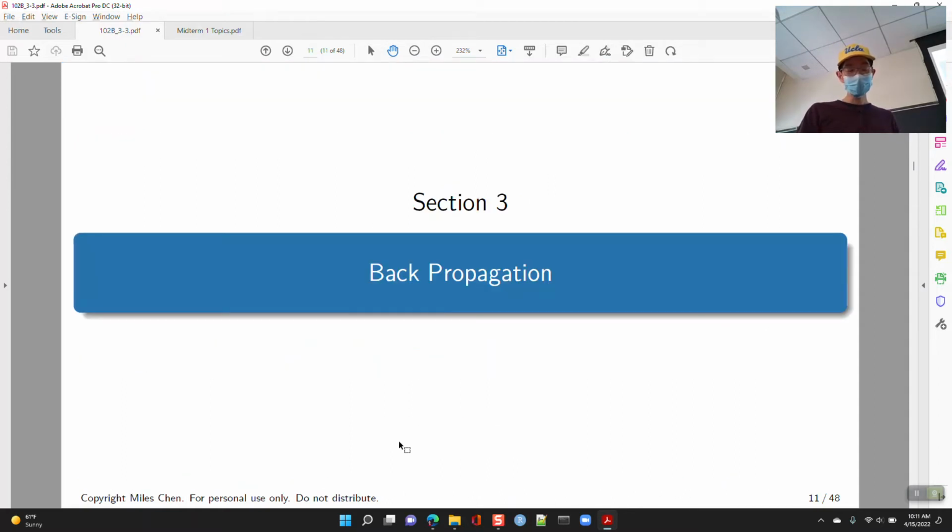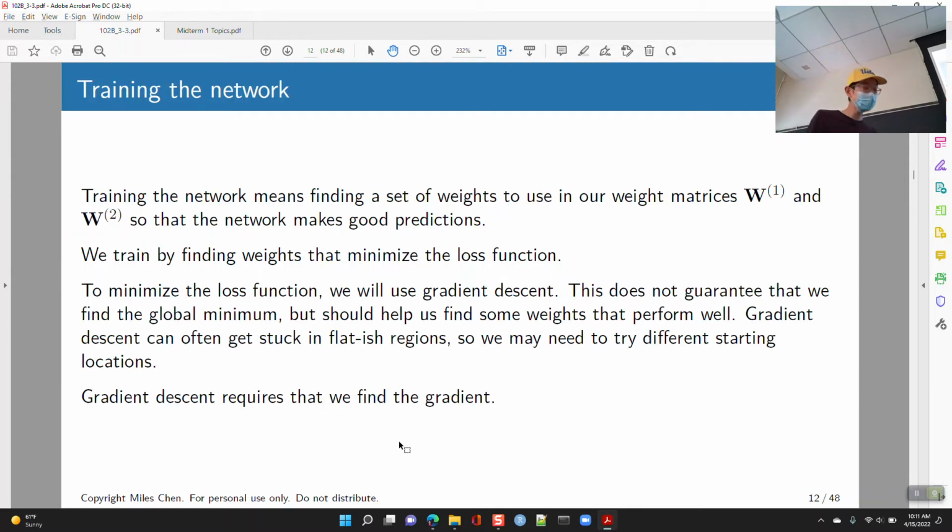Okay, so now we're going to get into this step, back propagation. Well, before I get into what back propagation is, when we say we want to train the neural network, you want to train your model, that means we're just looking for the values, the coefficients, to put inside our weight matrices W. Right now we have two weight matrices, weight matrix W1 and weight matrix W2.